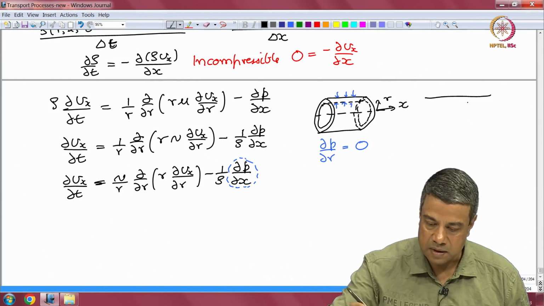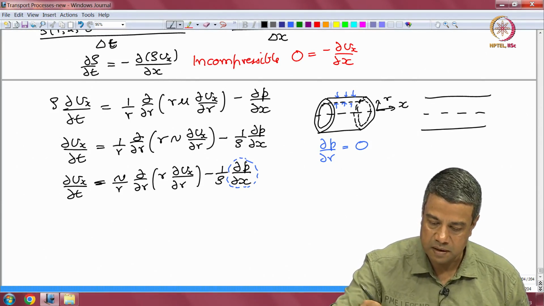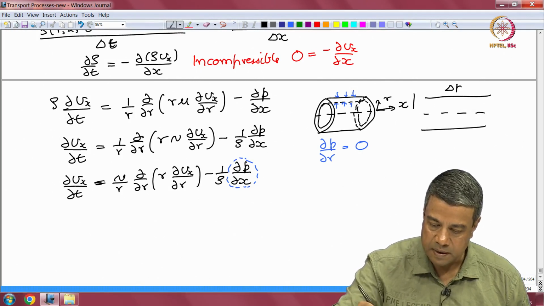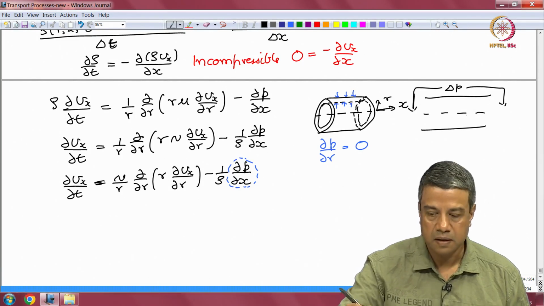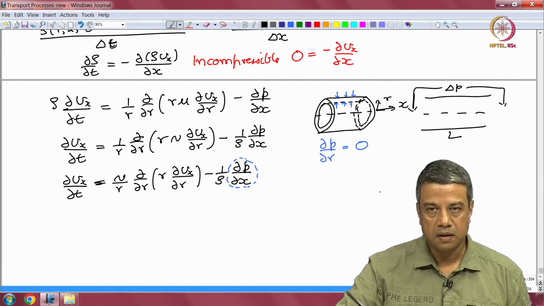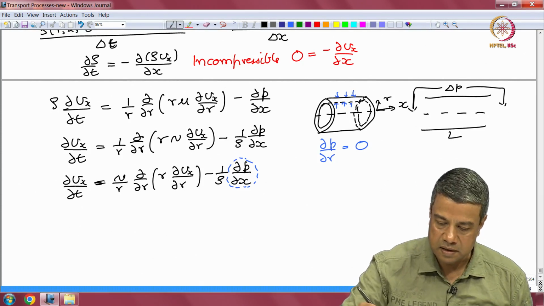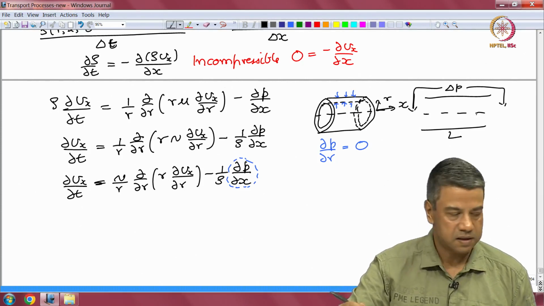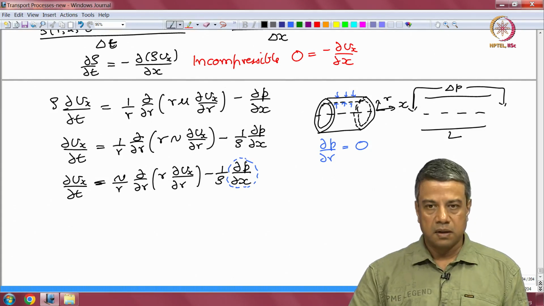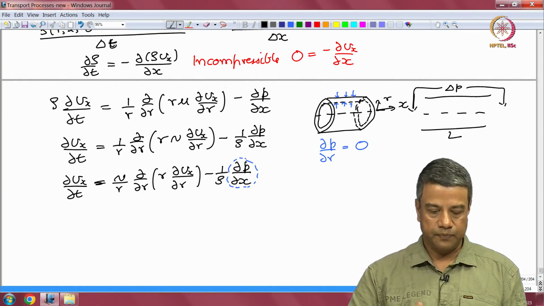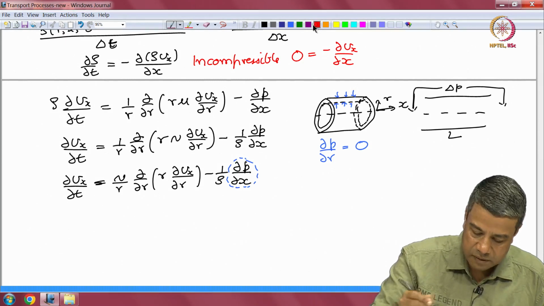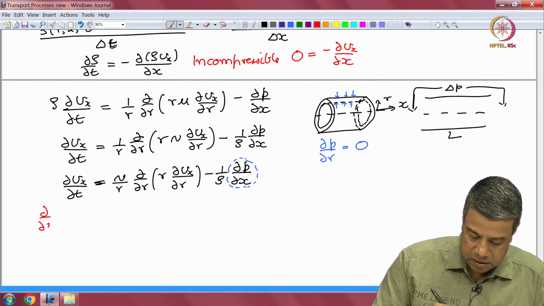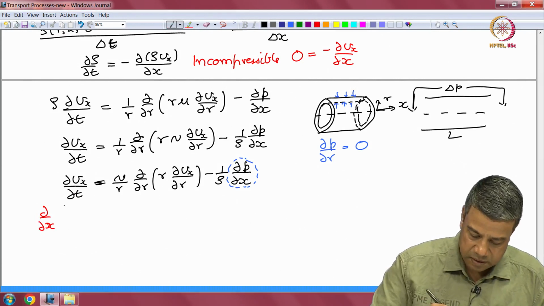In other words, the question I am asking is, if I apply a pressure difference, delta p, across the ends of a pipe of length L, what is the variation along the x direction? What is the pressure variation along the x direction? That we can infer from this equation by just taking one derivative of the equation with respect to x. So, I will take the derivative with respect to x of the entire equation.